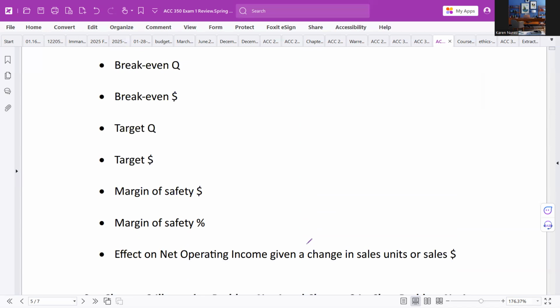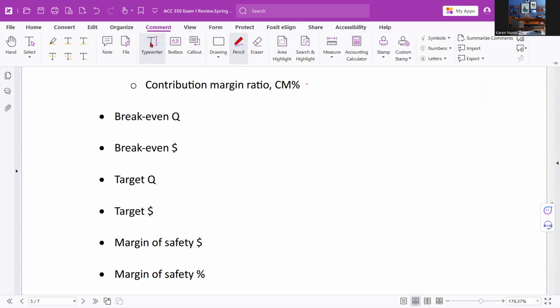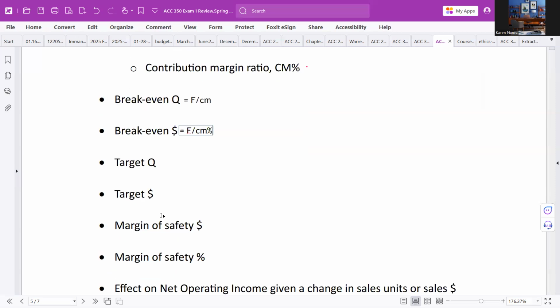So when you're studying, you want to make sure that you do have these committed to memory. Break-even Q, for example, is the fixed cost divided by the unit contribution margin, right? The break-even dollars is the fixed cost, right? Divided by the contribution margin ratio, right? So you want to have all this committed to memory. And then target Q, you're just adding in the profit to the numerator and dividing by unit contribution margin for Q, the contribution margin ratio for dollars. And of course, the margin of safety, one of the last things that we looked at in this chapter. Margin of safety is just the difference between the actual sales and the break-even sales.